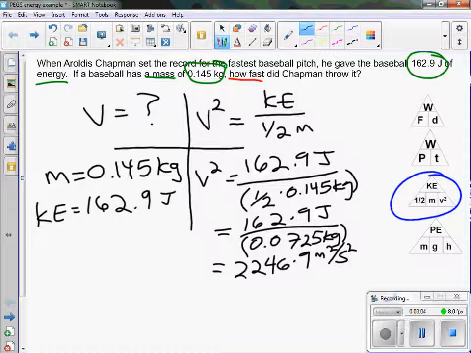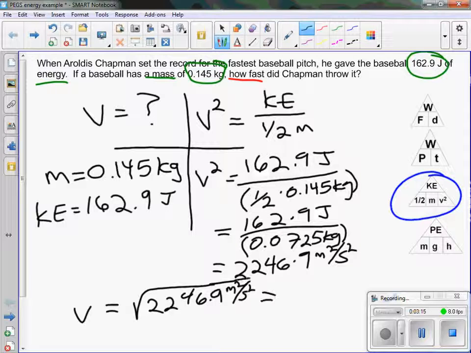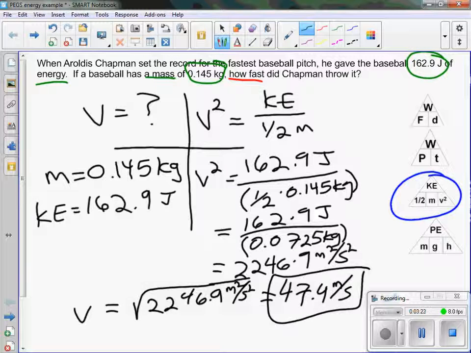Now this is equal to the speed squared, so I'm going to have to take the square root of that number. And once I take the square root of that, that gets me 47.4 meters per second, which is my answer.